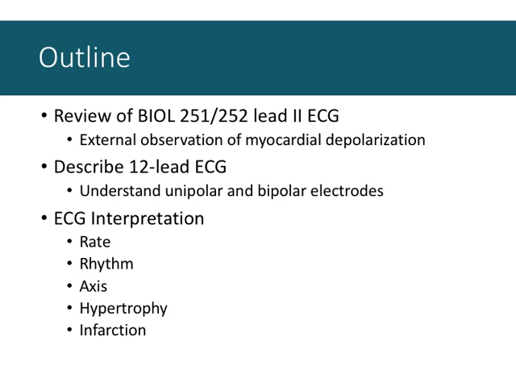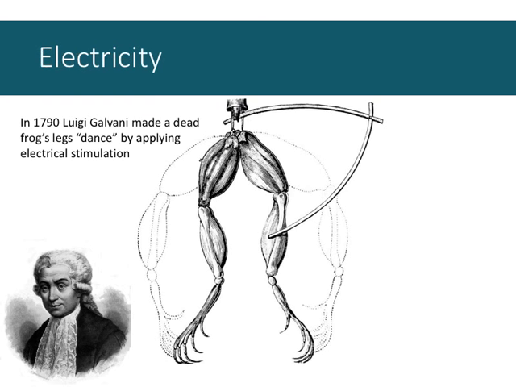So let's start with a bit of a historical perspective. This idea of electricity is not a new idea. It was pioneered by Luigi Galvani in 1790 when he made frogs' legs dance by applying 2 electrodes to them. They moved up and down because we're artificially stimulating or causing a contraction in the muscle tissue.